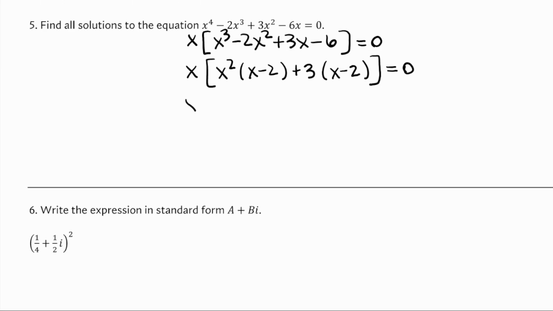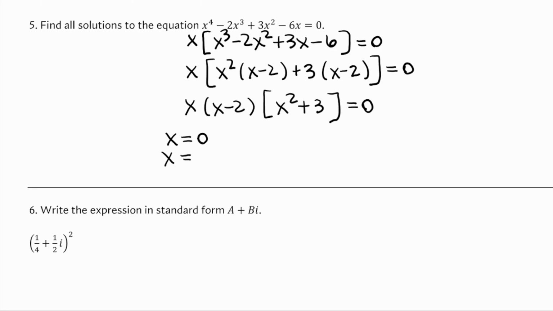And then I can factor out the x minus 2. I'll be left with an x squared plus 3. Now that I've got my factors, I can find my zeros. Because if any of the factors was 0, then I know that the whole product would be 0. That's the zero product property. So if x was equal to 0, the whole product would equal 0. If x was equal to 2, then the middle term would be 0, and the whole product would be 0.